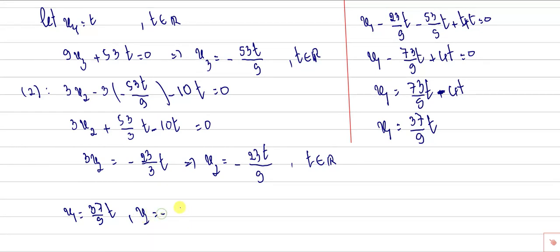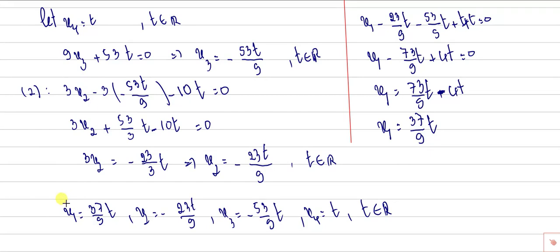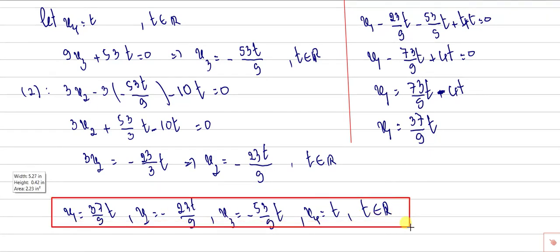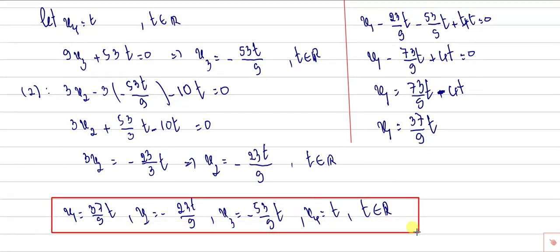So we got our solution: x1 equal to 37 over 9 t, x2 is equal to minus 23t over 9, x3 is equal to minus 53 over 9 t, and x4 equal to t, where t belongs to the real numbers. So this is our general solution of the equation.